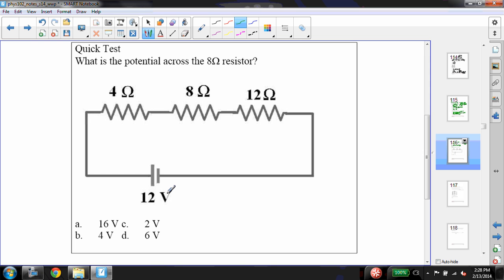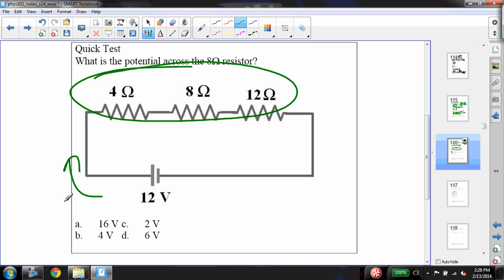So try this one on your own. You want to find the equivalent resistance by adding these three up. That'll give you an equivalent resistance, and then you can use that to find the current. All right, I is V over R. And then once you find the current, you can find the potential for each of the resistors. Actually, it's only asking for the 8 ohm resistor. So you just multiply that current times that resistance, and you'll get the potential across that 8 ohm resistor.